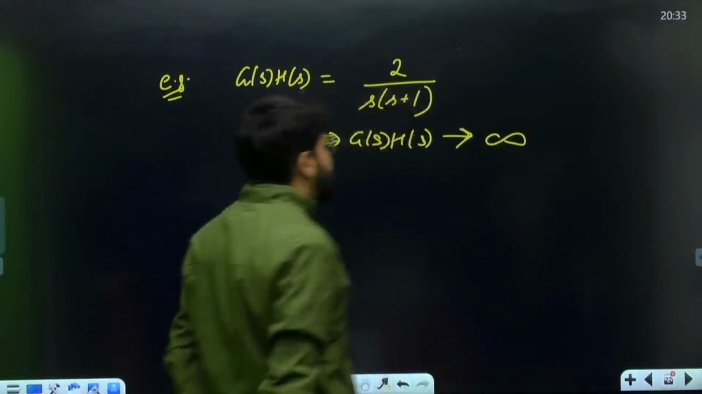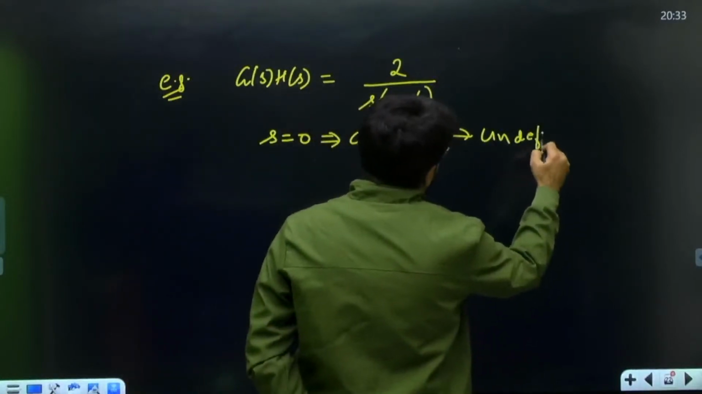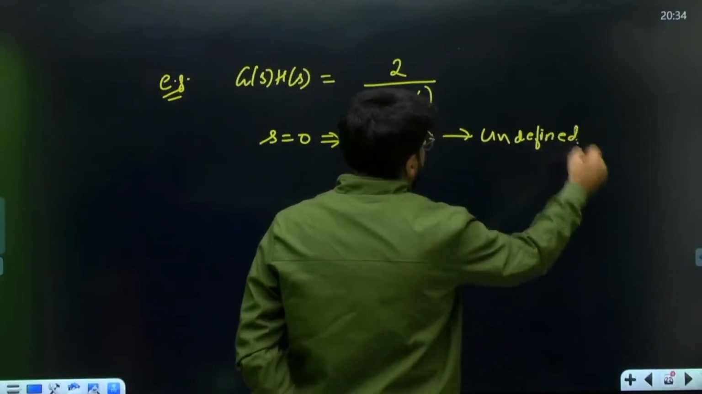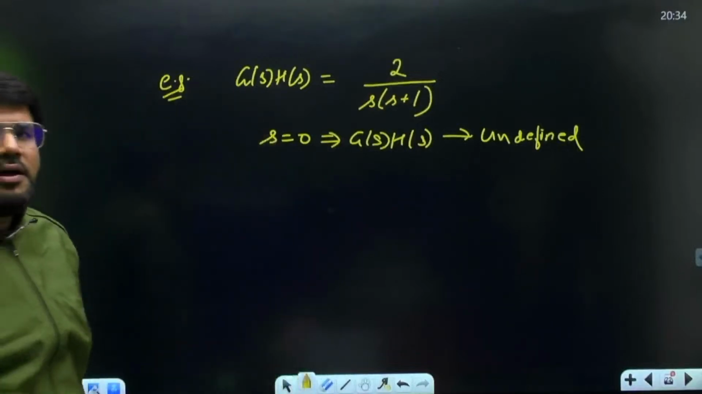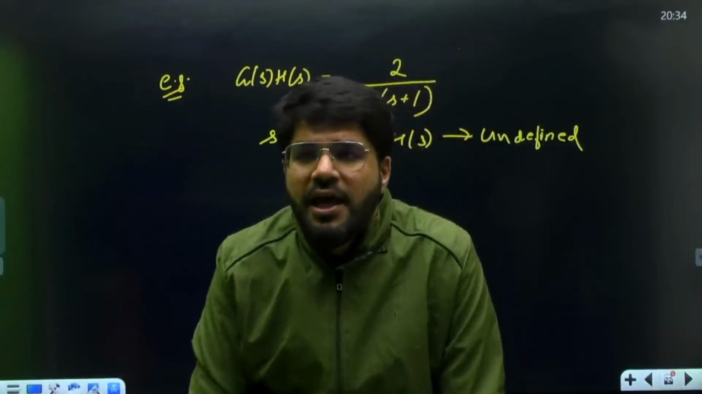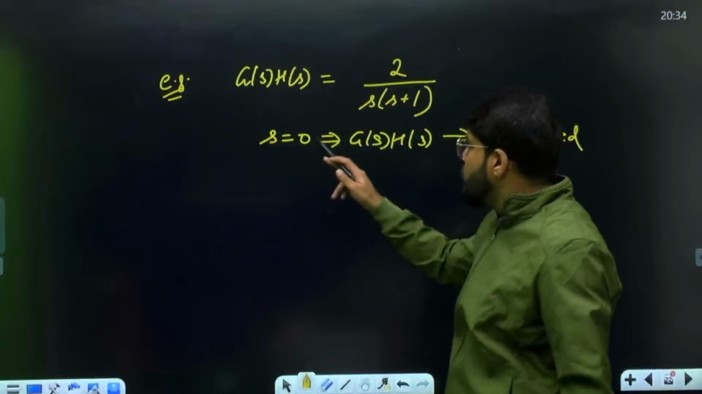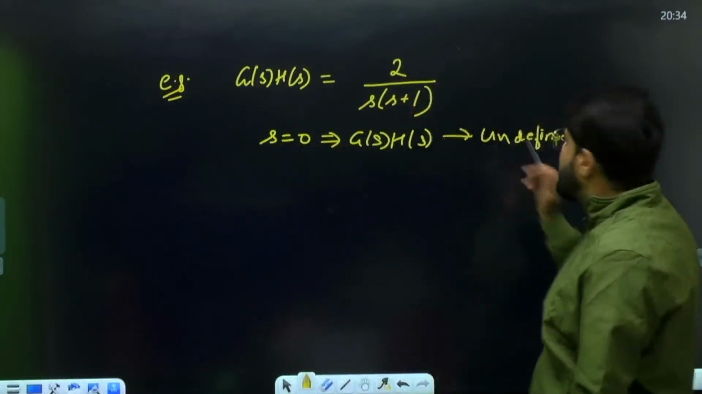Undefined. G(s)H(s) becomes undefined, infinity. The value of G(s)H(s) is undefined, and hence you can't plot this particular point. Very commonly, in many G(s)H(s), s equal to 0 is a pole. If s equal to 0 is a pole, the value of G(s)H(s) at s equal to 0 becomes undefined.